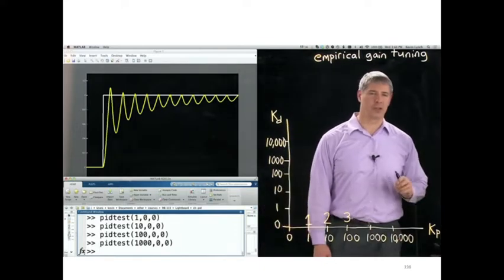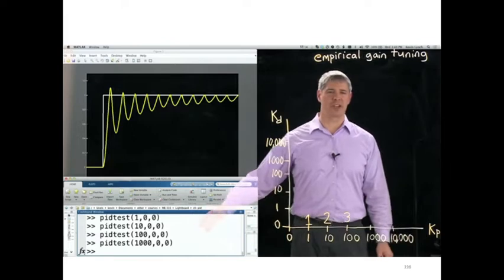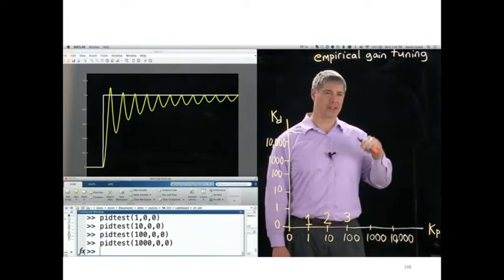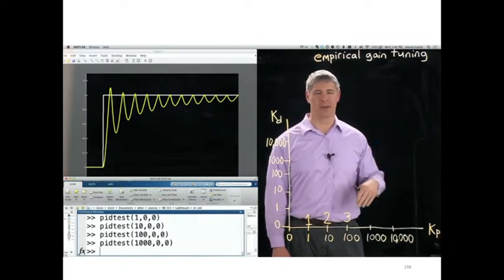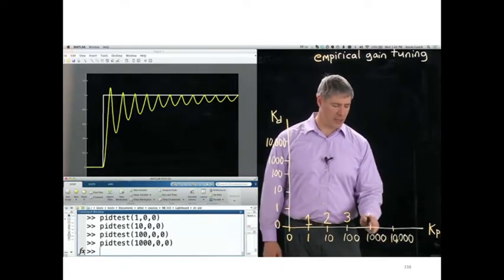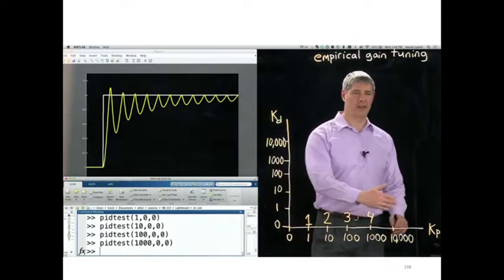In fact, if we took a look at our control signal, we would see that because we have such large gains for K sub P, the control signal is always saturating. It's always at its maximum or minimum limit. So we're getting this kind of strange looking behavior here. And that says we've probably gone too far just in the K sub P direction.